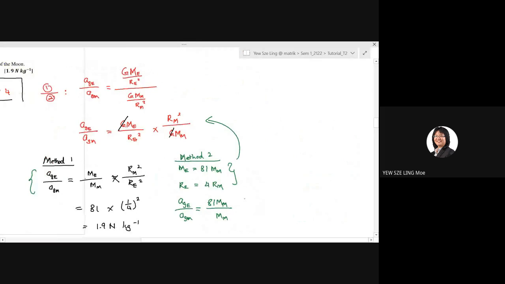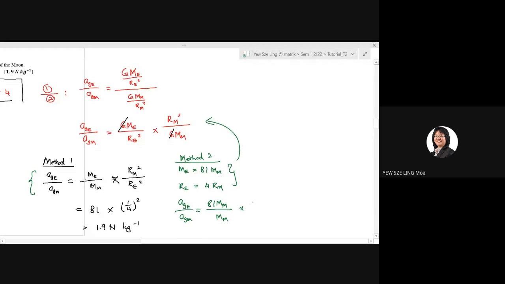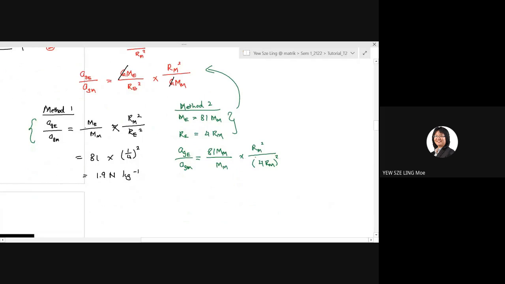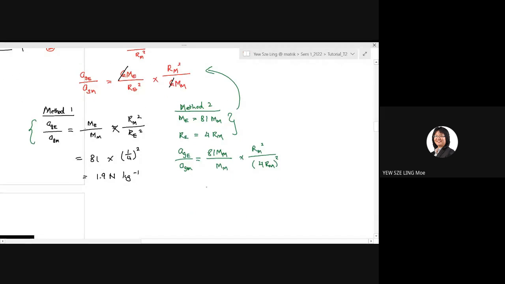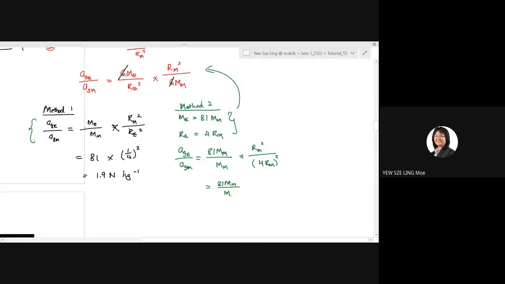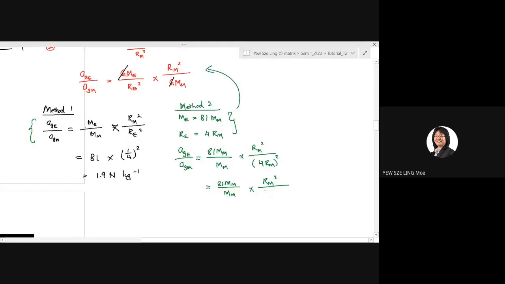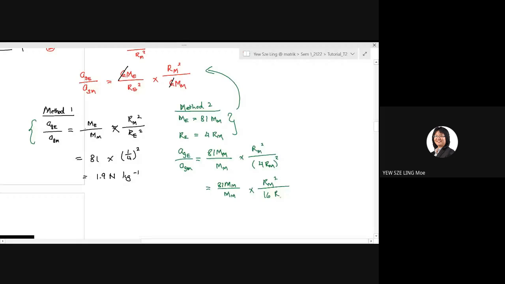Then times Rm square, I'm going to keep it, divided by bracket, remember the bracket, 4 Rm square. So if you expand these equations, what are you going to get? It is actually equals to 81 mm divided by mm times Rm square divided by 16 Rm square.